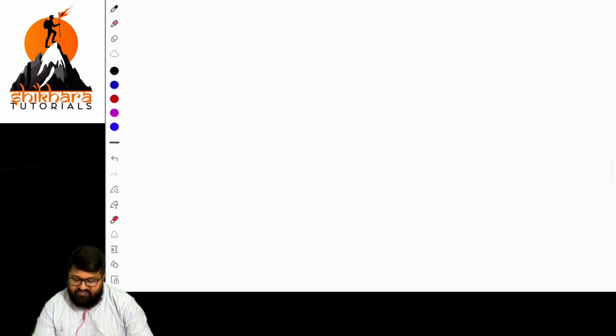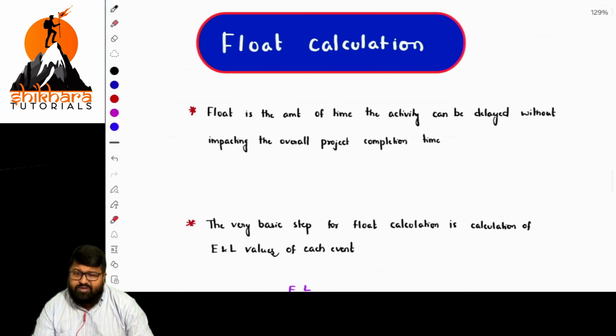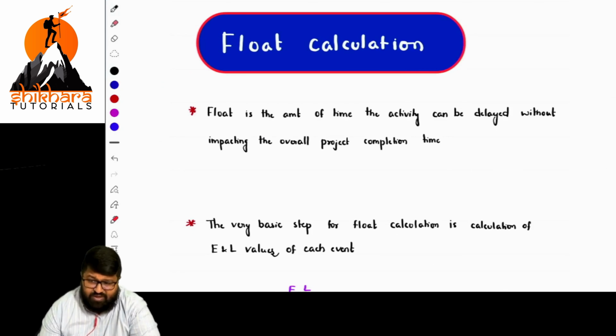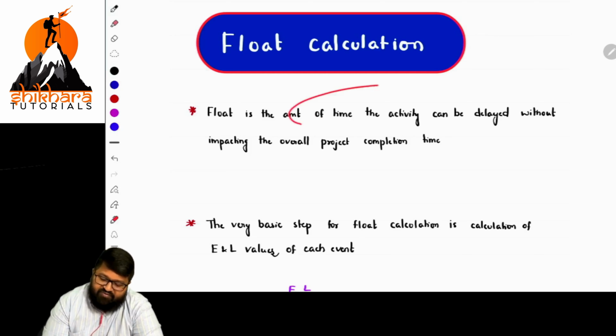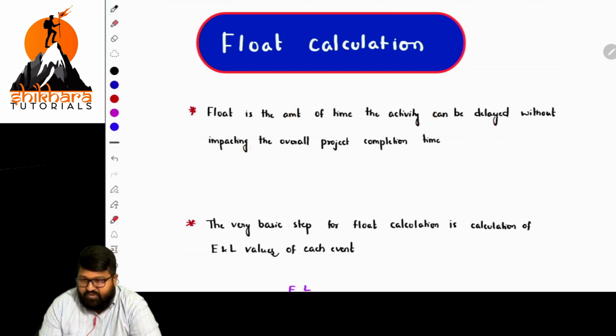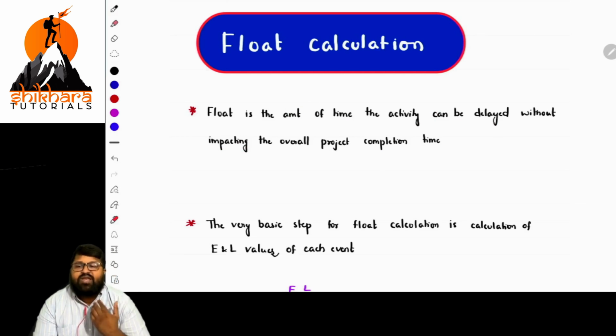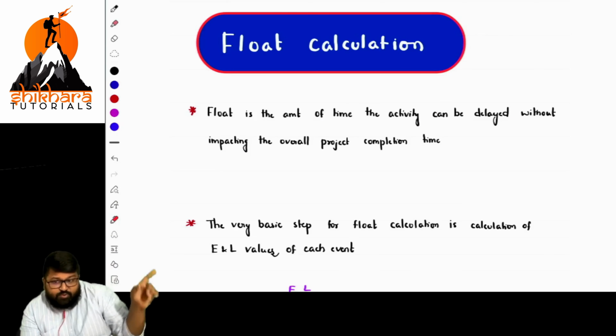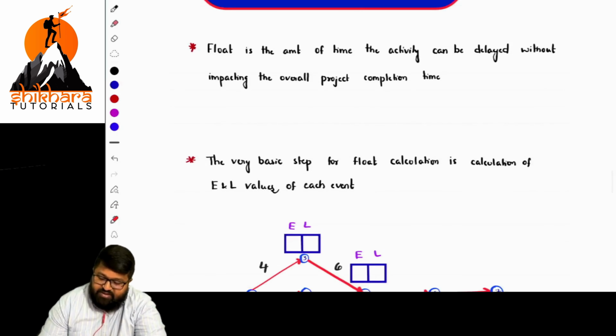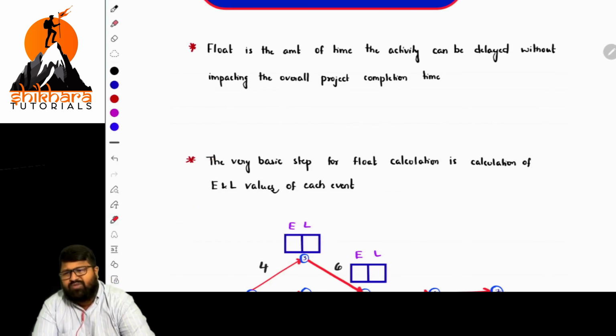Now, the next most important thing is float calculation. Go with the exact definition. Float is the amount of time an activity can be delayed without impacting the overall project completion time. So there can be chances for us to delay some activities without delaying the project duration. I'm not going into the basic concept here; if you have a brief idea, that is sufficient. So without delaying the project, we are delaying an activity. That's the point.